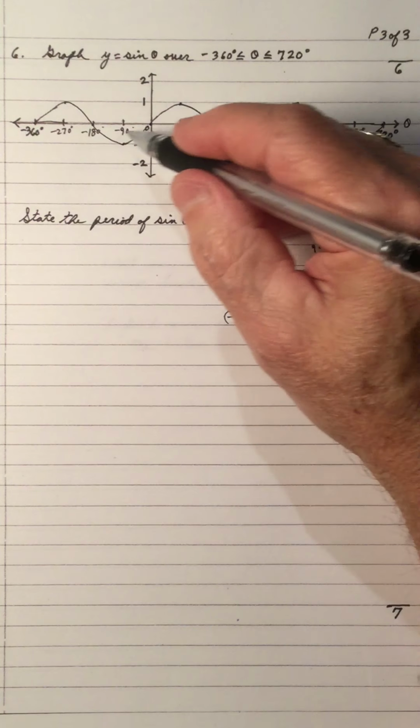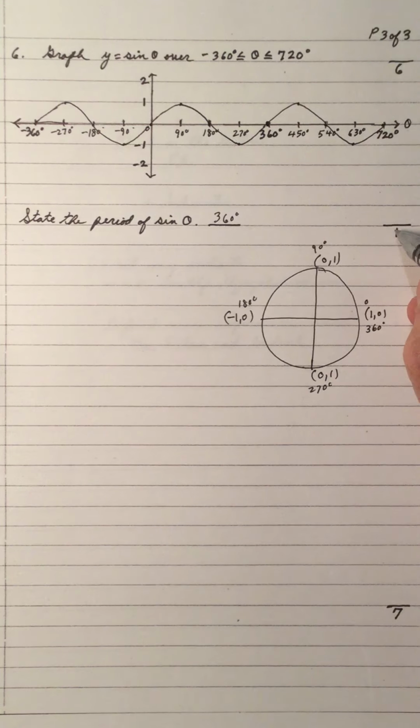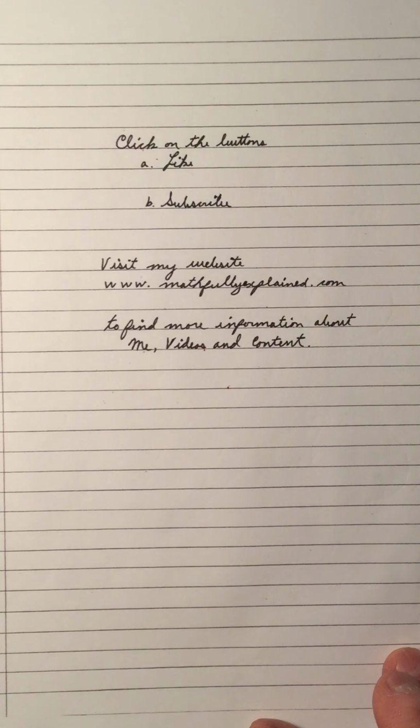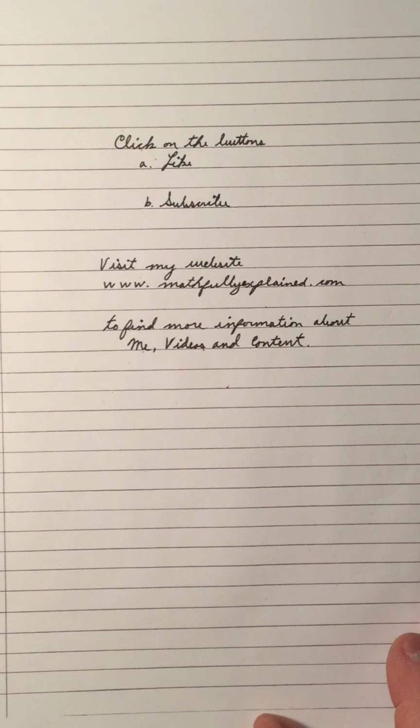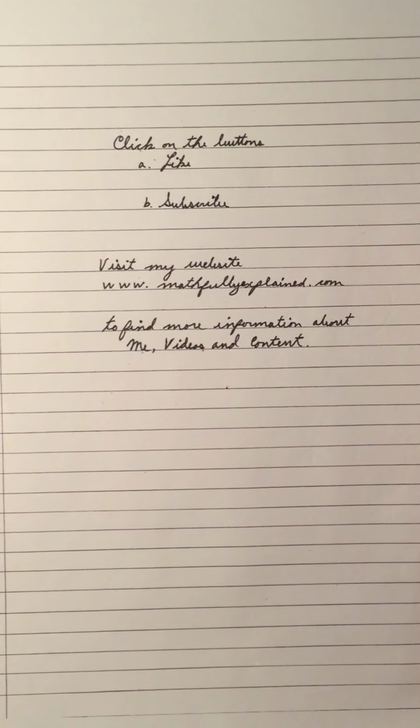And if you got all this graph right, give yourself 6 marks. If you got the period is 360, give yourself another mark, a total of 7. And that's the review of this unit on graphing the cosine and the sine graph. And the more you draw, the better you get.